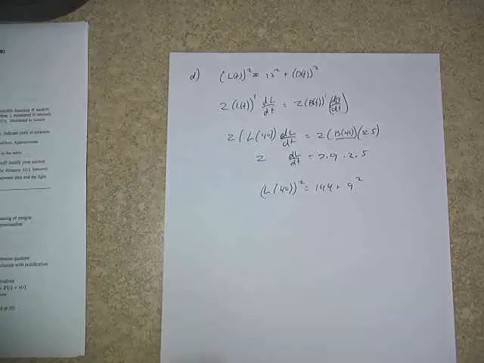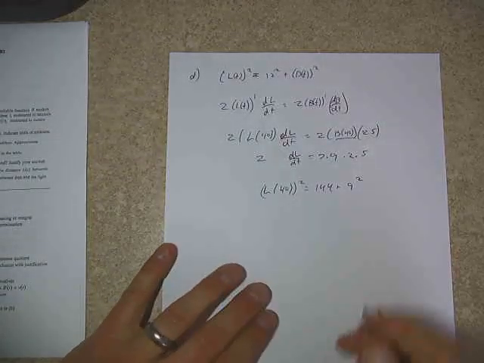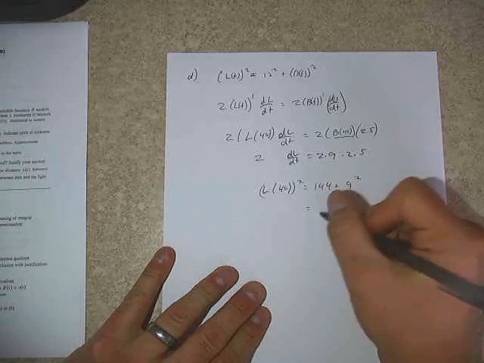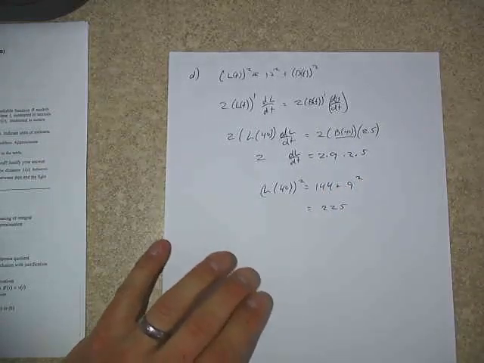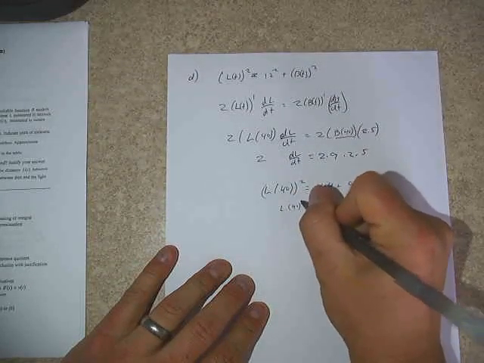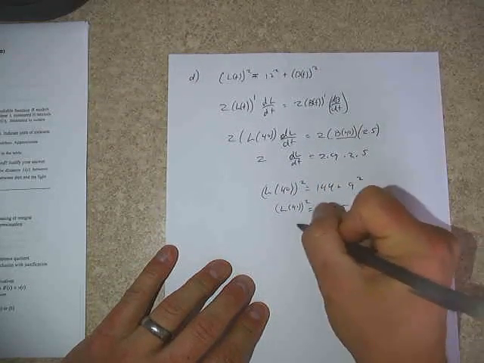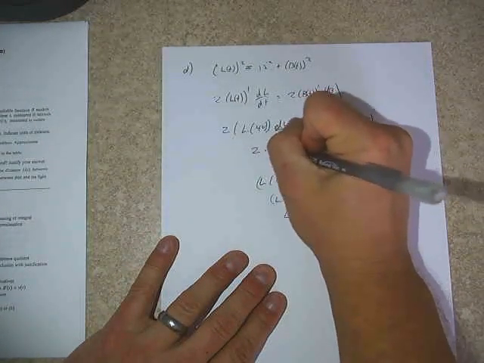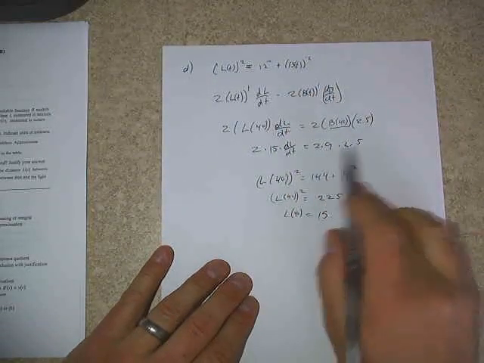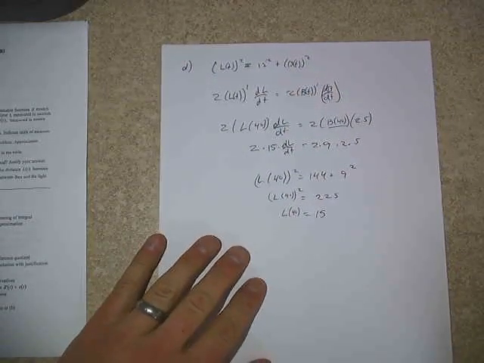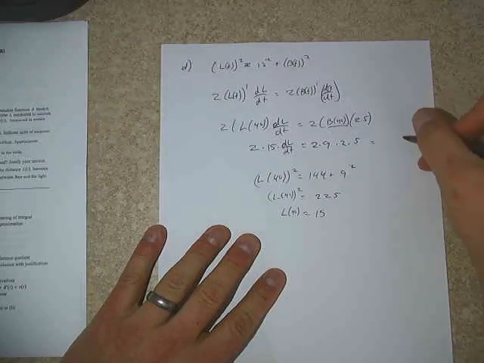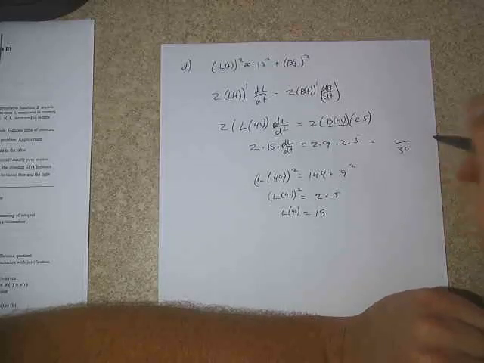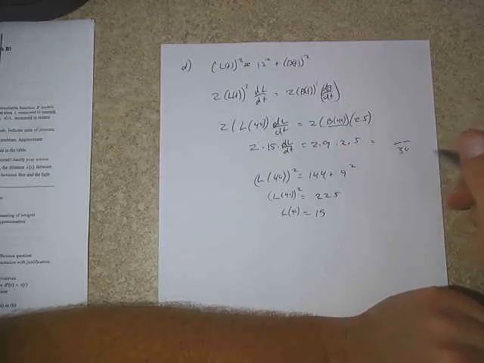This original equation gives us a relationship between L and B at a particular time, doesn't it? So L of 40 squared would have to equal 144 plus 9 squared, since B of 40 is 9. That's 144 plus 81, which is 225. So what is L of 40 then? It'd be 15. And if we know that, then we have a 15 over here.